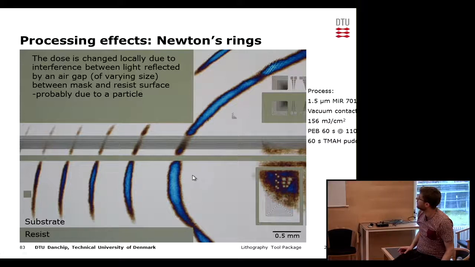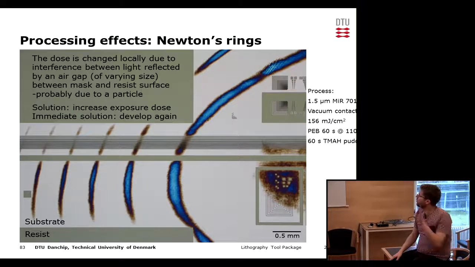in these local areas. So if we look at the intensity of the exposure light, it will be low here, and it will be high there, and low and high and low and high. And we only see the problem in the low areas, right? Because in between there's normal. So the solution to this is to increase the exposure dose slightly. I mean, of course, if it is a particle, then it's also cleaning the mask, right? But you could help it by increasing.